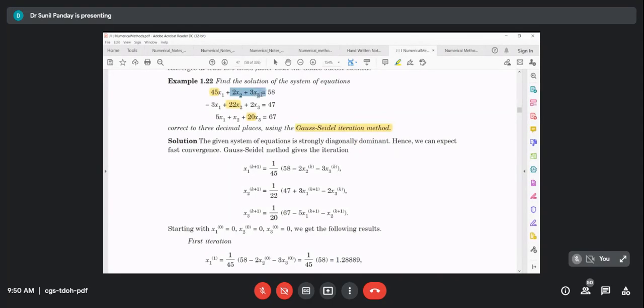Here we have taken the other variables from the first equation, 2x2 and 3x3, to the right of it, and we will have this one. Similarly, for the second variable x2, because x2 is dominant in the second equation, we keep 22x2 on the left side and take the others to the right side of it, and we will get this one.